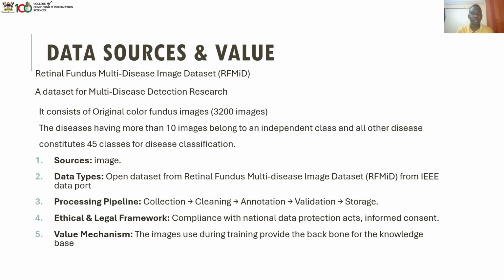So data sources and value: we have the RFMiD, which is the Retinal Fundus Multi-Disease image dataset, a dataset for multi-disease detection research. The sources are the images, and the data is the open dataset from Retinal Fundus Multi-Disease. Then the processing pipeline is collection, cleaning, annotation, validation, storage. Then the ethical and legal framework is compliance with National Data Protection Acts and informed consent. The value mechanism is that the images used during training provide the backbone for the knowledge base.